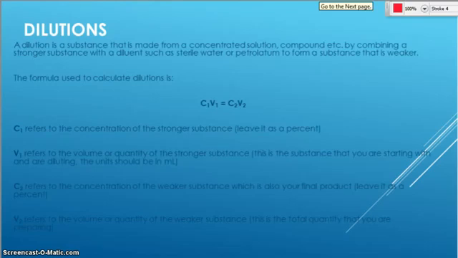The last topic that we're going to talk about is dilutions. This is just a review also. Remember, a dilution is when we are taking some concentrated substance and we are making it weaker. We have a formula that we can use. Your textbook has the exact same formula, but it's just arranged a little bit differently. I've put it into a multiplication problem rather than a division problem, just to make it a little bit easier.